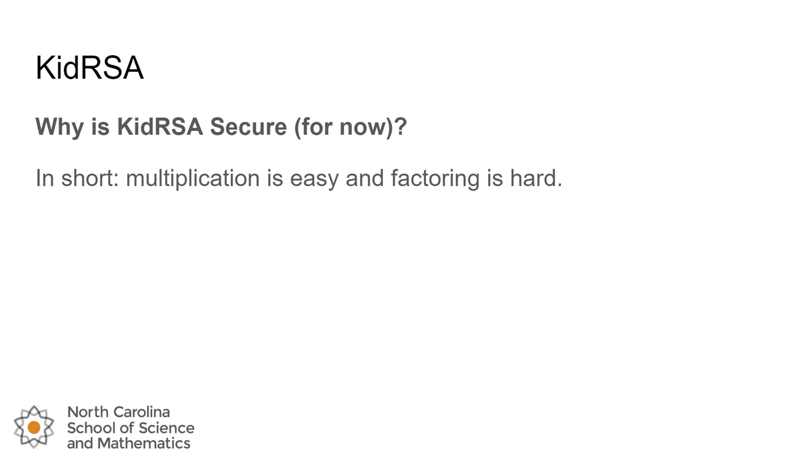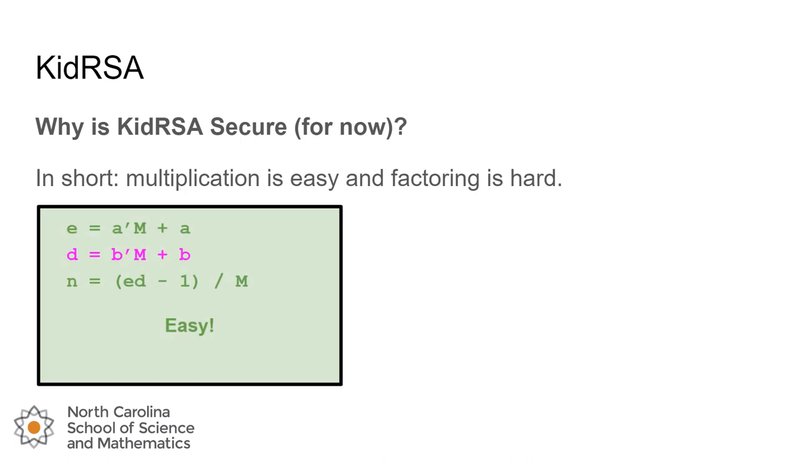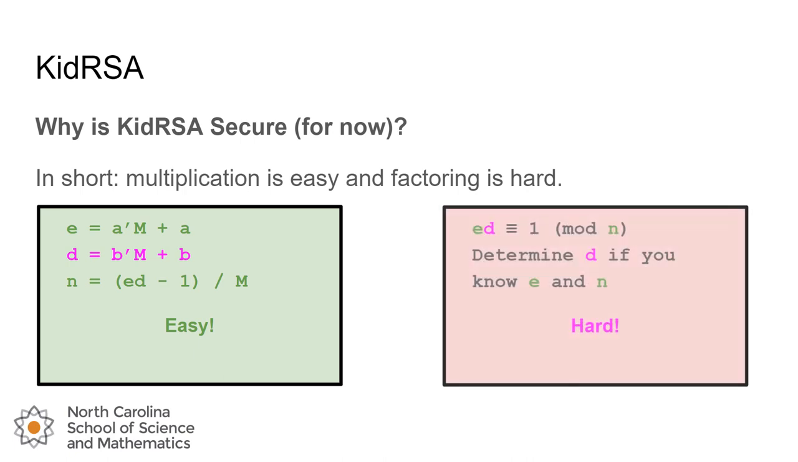So why was it secure in theory, at least for now? And the short answer is that multiplication is easy to do for us and computers, but factoring is hard. For example, generating the public and private keys only involved multiplication, a little bit of addition and subtraction, and that was really easy for us to do. But trying to determine D, the decryption key, when you know E, the public encryption key, and N, the modulus you're working in, that's hard.